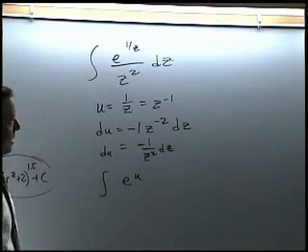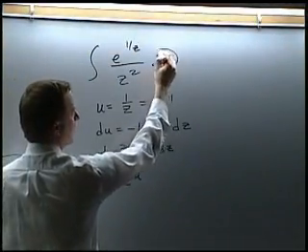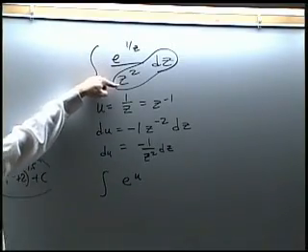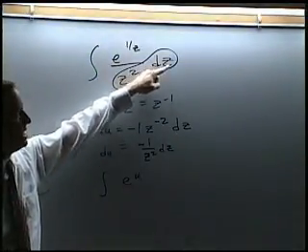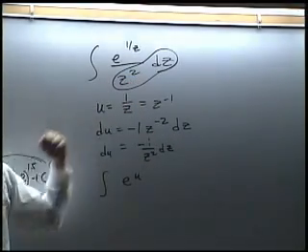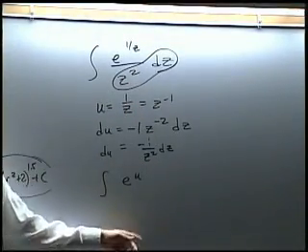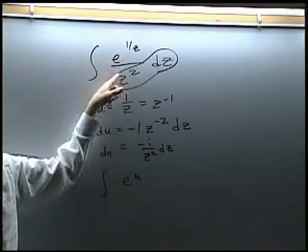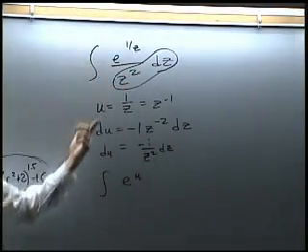Now, the only things that I have left to replace are the z squared in the denominator and the dz. What's the only thing different about this as compared to what I have up here? This one's got the negative sign and this one doesn't. That's basically the only thing that's different.